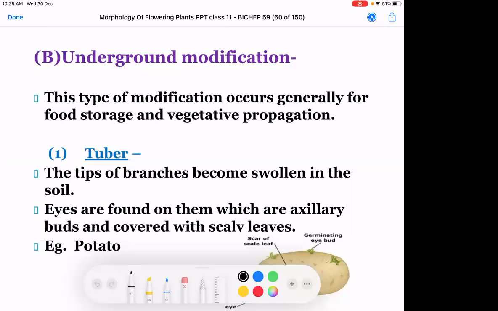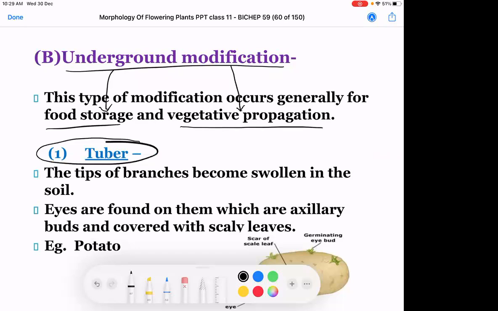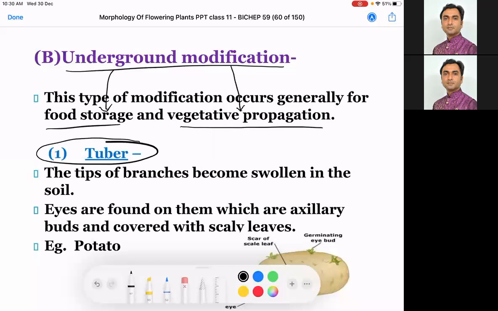Okay. Now this underground modification has two purposes. The first purpose is food storage, or vegetative propagation. We know the meaning of vegetative propagation and we know what food storage is. These are the two purposes of underground modification. So first is the tuber. Tuber and potato, you are supposed to remember. Modification of the stem in potato is known as tuber.